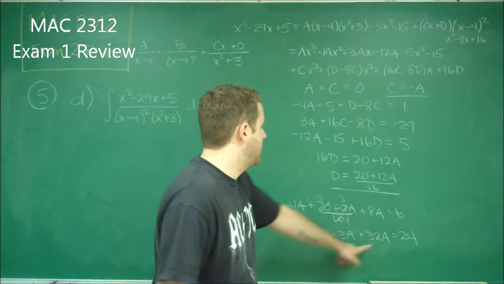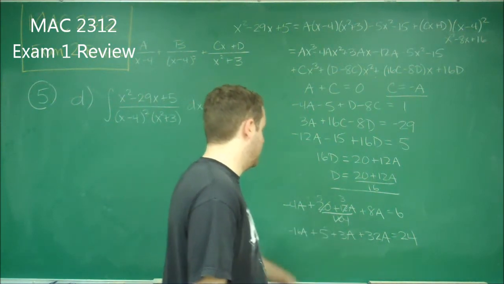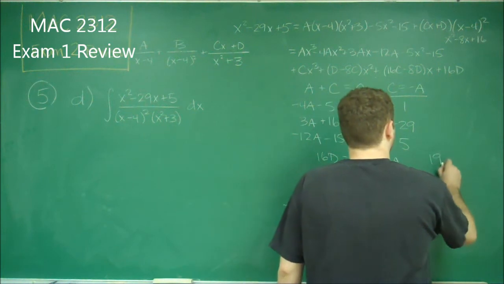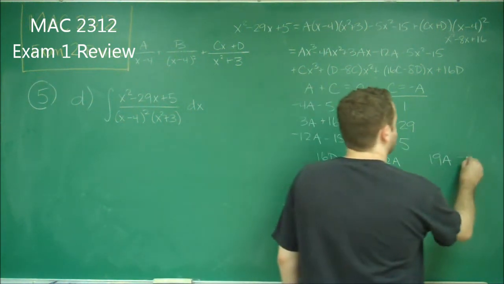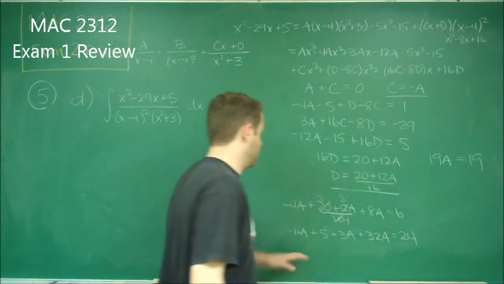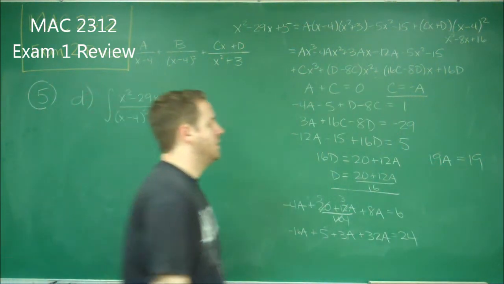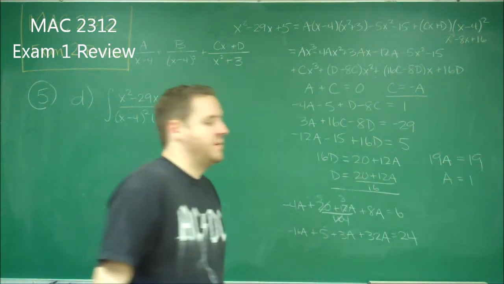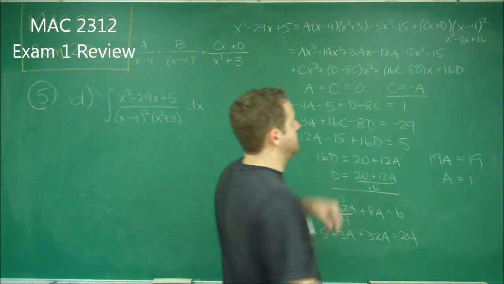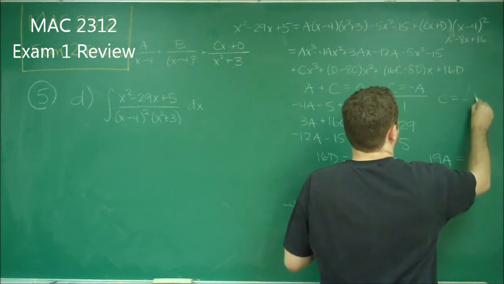Negative 16 and 32 would be 16. 16 and 3 is 19. And 24 minus 5 is 19. So I just grouped all the a's together, subtracted 5. You can see here that a is 1. Well, if a is 1, then c is negative 1.